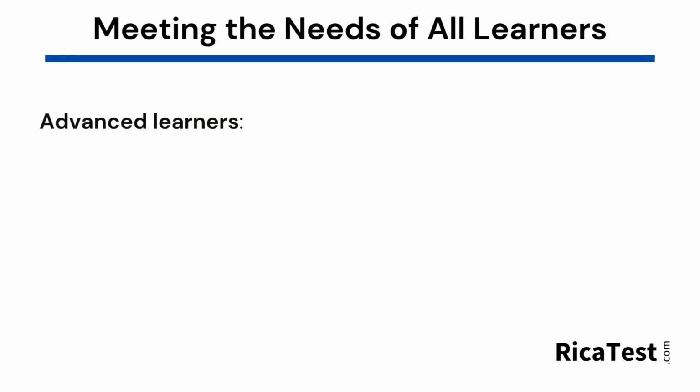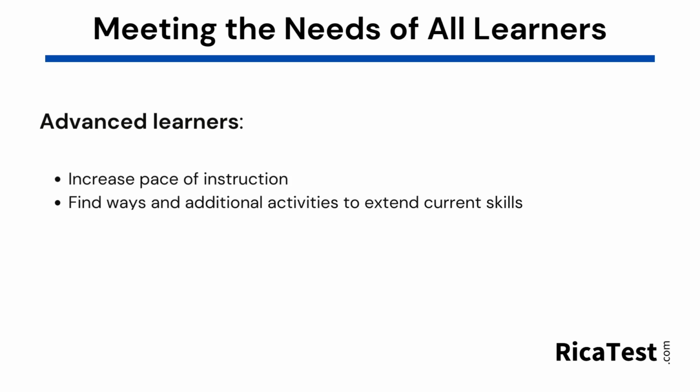Now we will move on to our advanced learners. Ways we can differentiate instruction to meet their needs is that we can increase the pace of instruction and we can find ways to add activities that extend onto their current skills and knowledge.